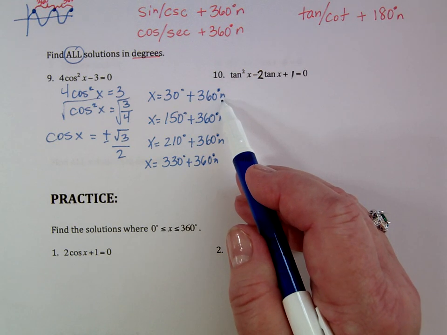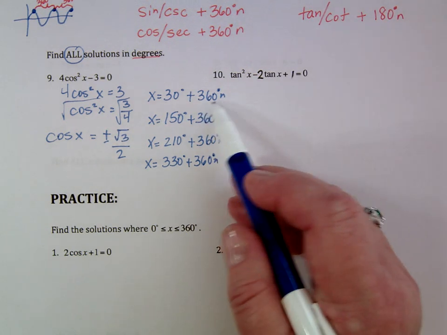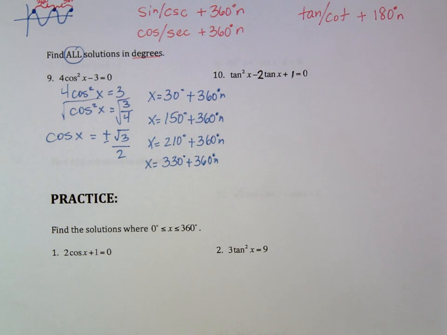That's what the n stands for. So 360 times 1, 360 times 2, 360 times 3. All of the multiples of 360 is where you're going to end up hitting that value one more time.